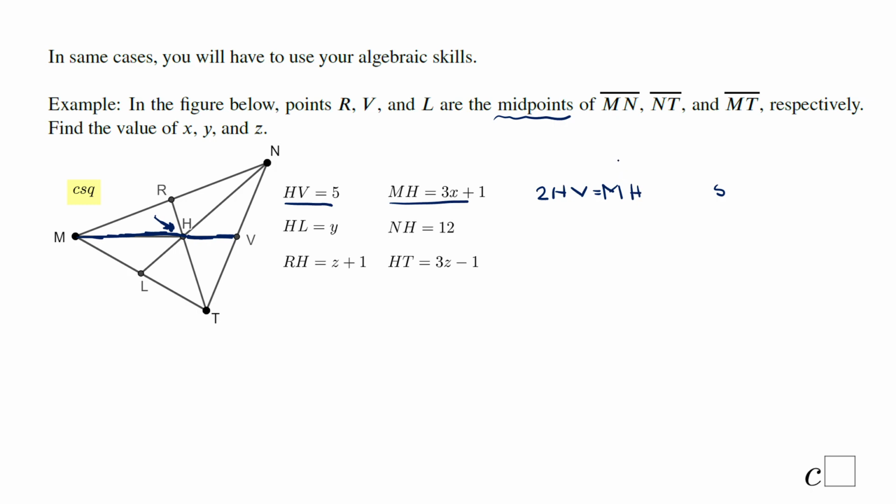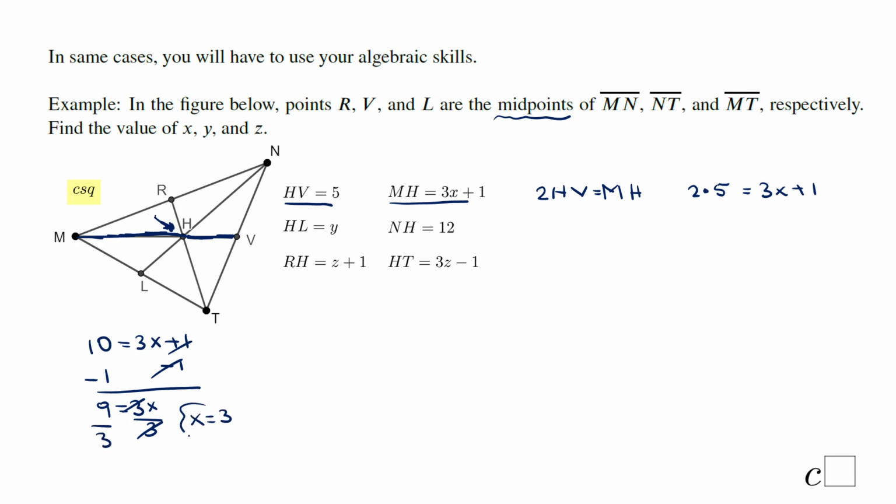So we have 2 times 5 equals 3x plus 1. This is the equation, and I'm going to move down here, and I'm going to have 2 times 5 is 10 equals 3x plus 1. I'm going to subtract 1, and I'm going to have 9 equals 3x, divided by 3, and we have x equals 3. And that's the first part.